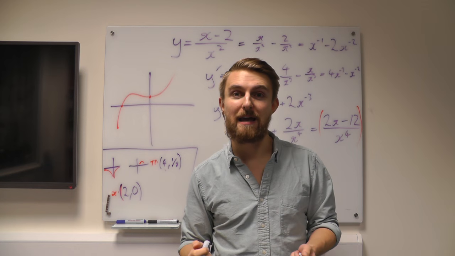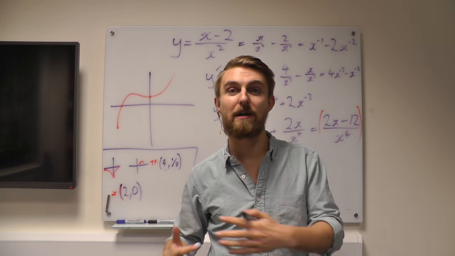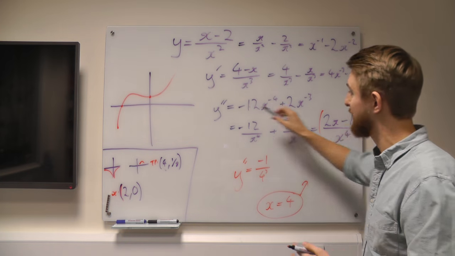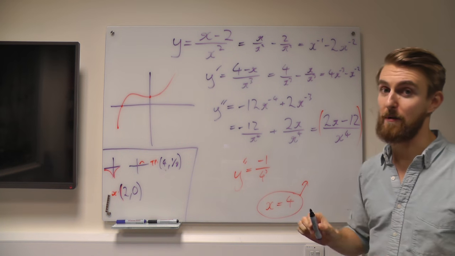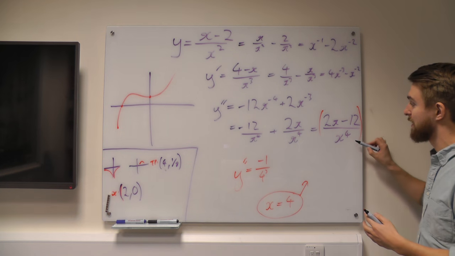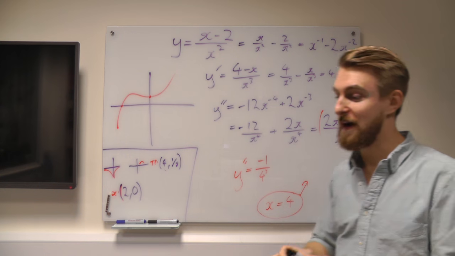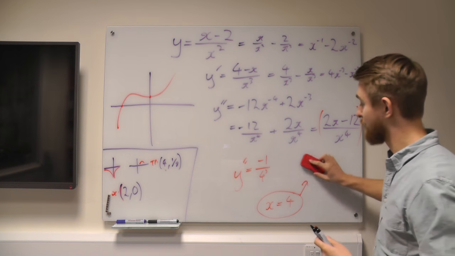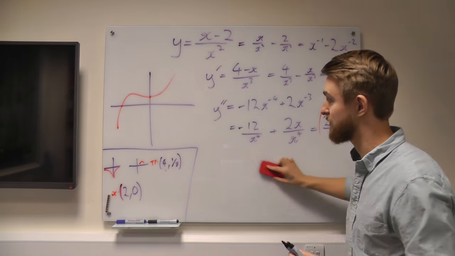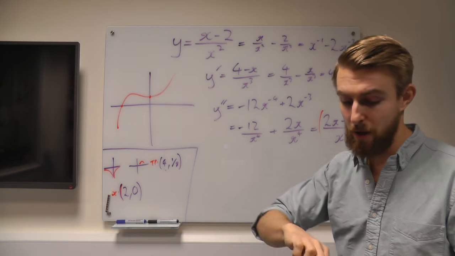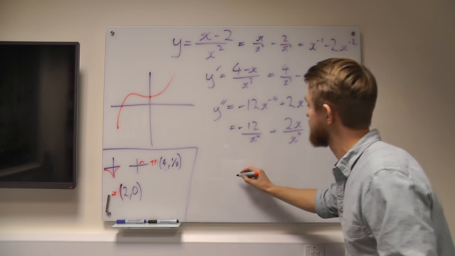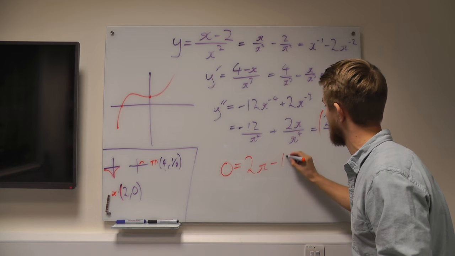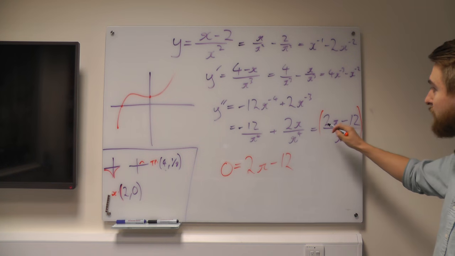The next thing we're going to look at is, are there any other places where we've got an inflection point? And inflection points occur where our second derivative is equal to zero. So anywhere where this function equals zero, and we can think about the fact that, once again, all we need to consider is our numerator. And if our numerator equals zero, then we've found ourselves an inflection point. So let's say 0 equals 2x minus 12. That's all we needed to solve. When is the top line zero?